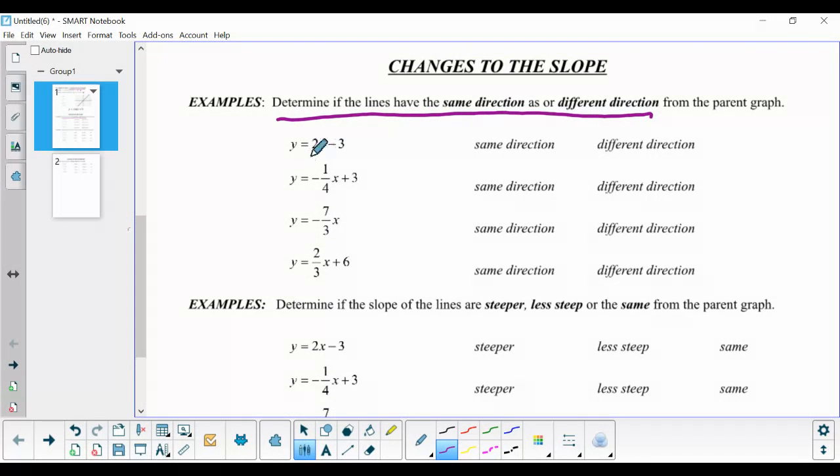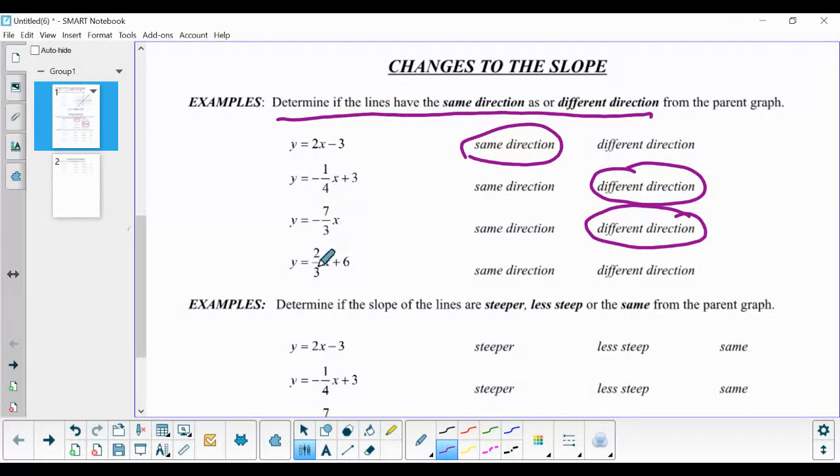What about this first one? Is 2x, is that 2 positive or negative? It's positive, so it would be the same direction as my parent function. However, negative 1/4, I've gone from a positive to a negative, so this would be a different direction. Then I have a negative 7/3, so this would be a different direction, and a positive 2/3, the same direction.